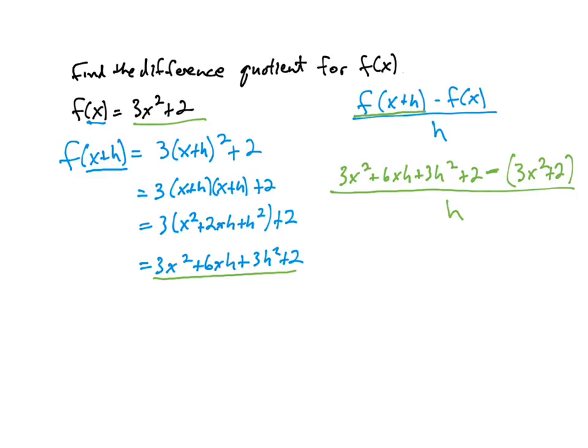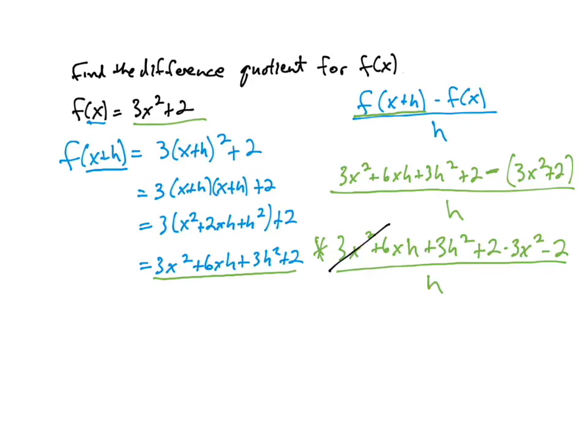So distributing in the numerator, this is what we're going to end up with. And at this stage, every time we're going to be able to cancel some terms from the numerator. So we have 3x squared, that's going to cancel with negative 3x squared, and then 2 and negative 2 are going to cancel. So what we have left is 6xh plus 3h squared all over h.